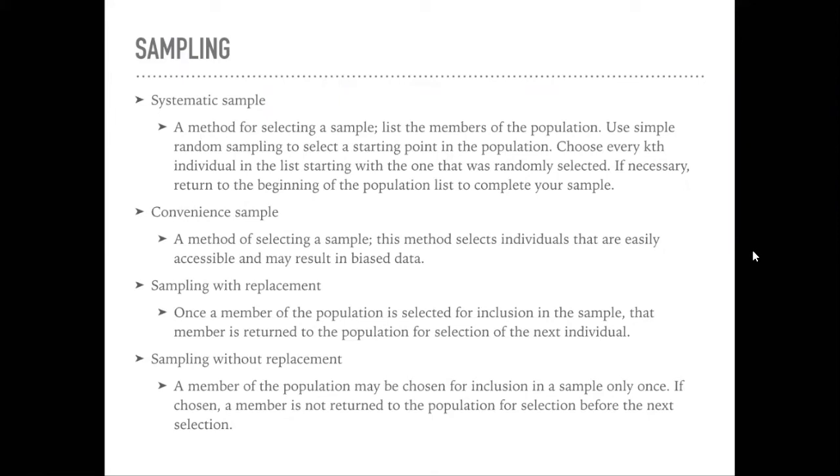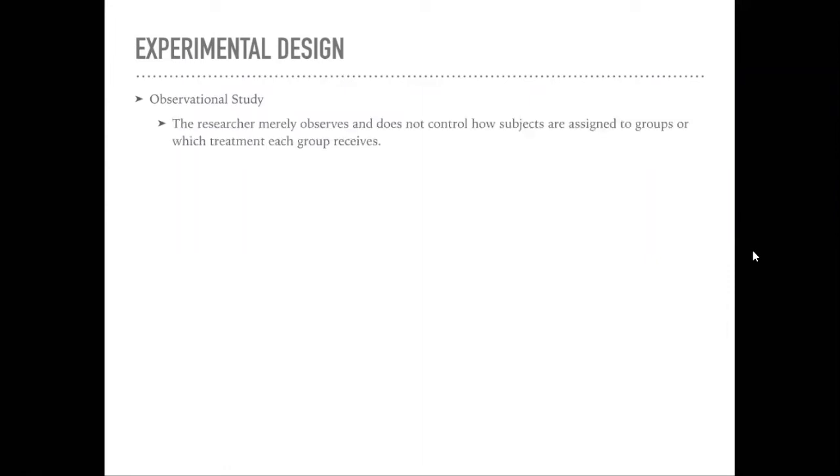So hopefully we have a bit of an idea about sampling and how to collect data. We need to talk a little bit about experimental design and the different types of experiments and studies that you could be doing. So first off, before we start talking about experiments too much, we want to talk about observational studies, because you need to at least be able to observe before you can start doing an experimental study. So an observational study is where the researcher merely observes and does not control how the subjects are assigned to groups or which treatment a group receives.